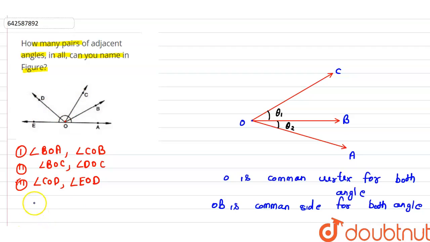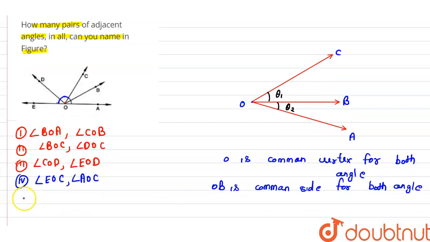For the fourth pair, angle EOC and angle AOC are also adjacent angles because OC is a common side and O is the vertex of both angles. For the fifth pair, angle EOC and angle BOC are also adjacent because the vertex is O and OC is the common side in both angles.